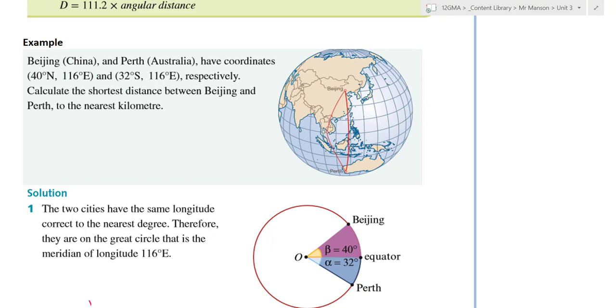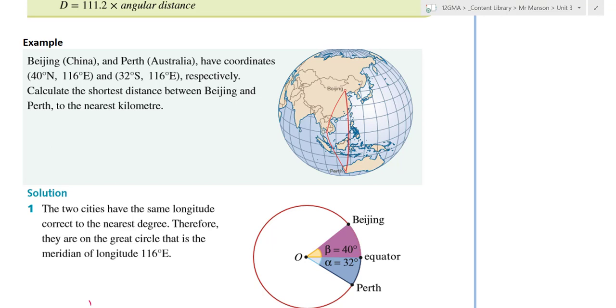Any takers? I'll give you two options. I'll make it a two-part multiple choice. Is the angle between Beijing and Perth 8 degrees or 72 degrees? Ooh. Maddie's gone 72. Does anyone want to disagree with her? Nobody wants to fight you, so that's good.